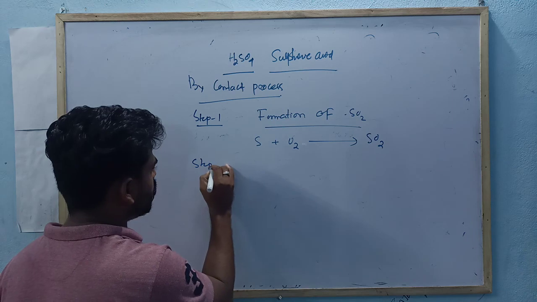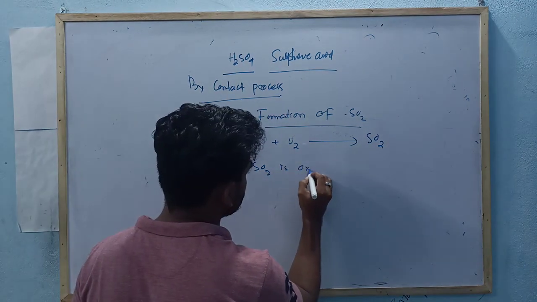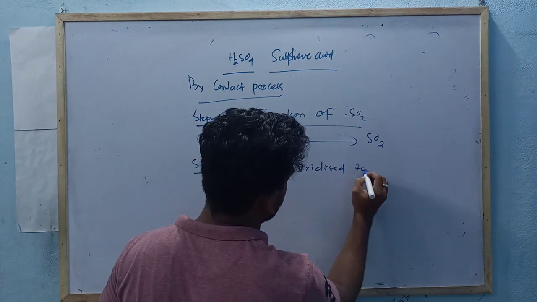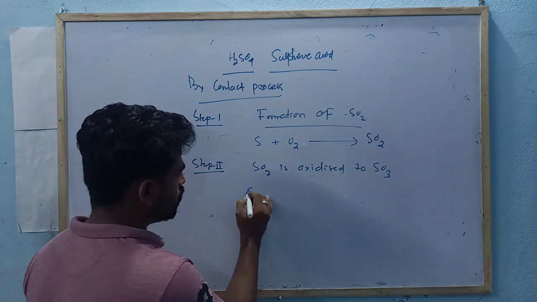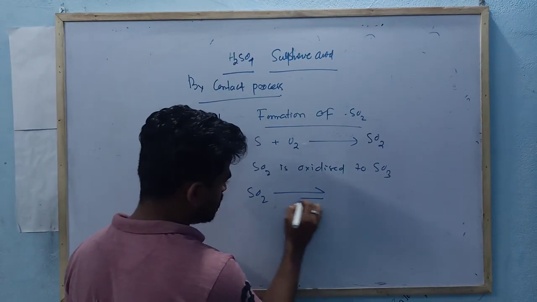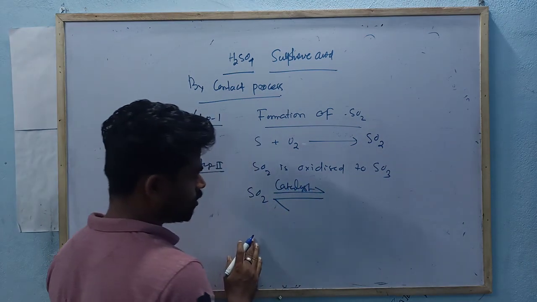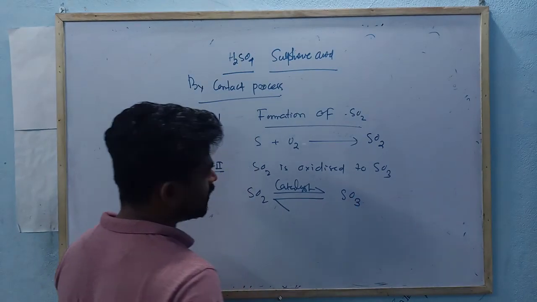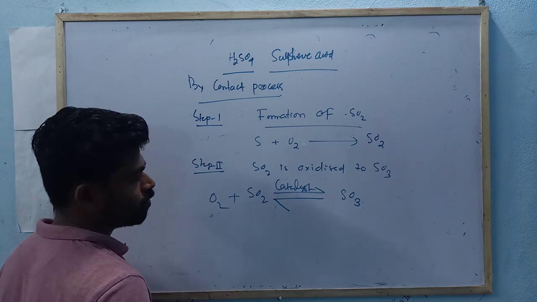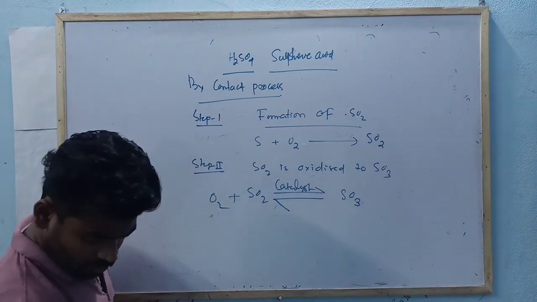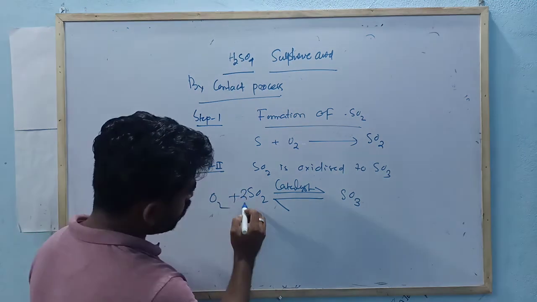Step 2 is very important. SO2 is oxidized to SO3. It is a reversible process and particularly takes place in the presence of a catalyst. It is converted into SO3. Combustion means there is oxygen, O2, so now this will be 2 and 2.